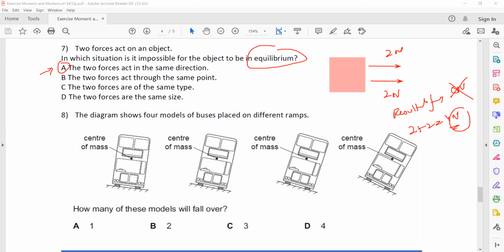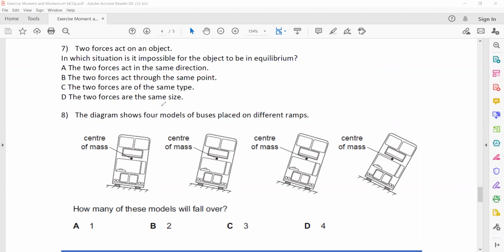Because they are saying which is impossible, not possible. Then the diagram shows 4 models of buses placed on different ramps. How many of these models will fall over? So how to identify? You draw a perpendicular to the surface, and draw an arrow for weight. So what about the first model? Will it be stable or unstable? In the first model, the weight is passing through the base. So it will be stable.